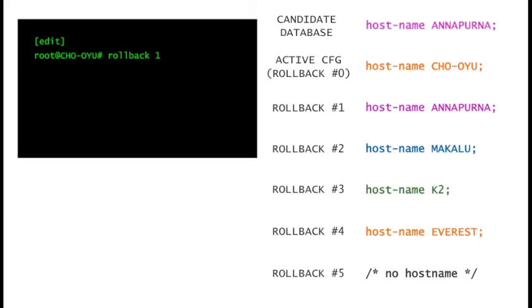The only command that is capable of changing the active configuration is commit. The rollback 1 command by itself only changes the candidate database. Indeed, the prompt didn't change yet. Only when you commit the pending changes, the active configuration is modified.